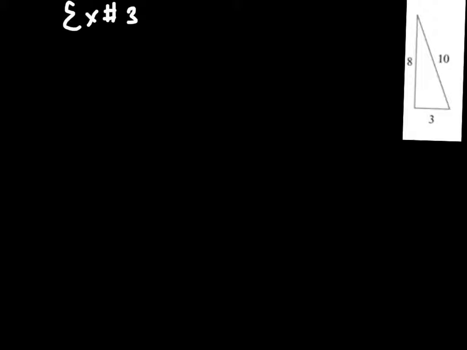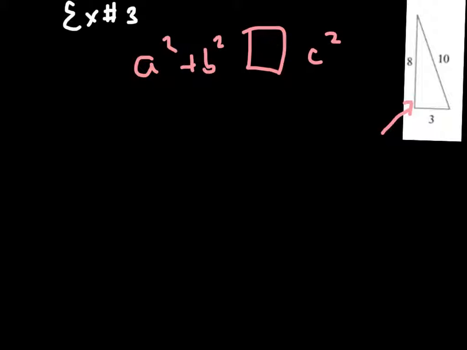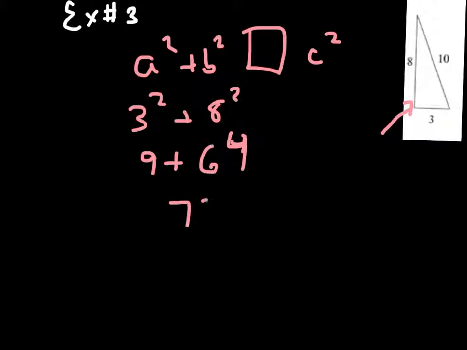Now, the inequality. I've drawn one here with a right angle just to show you what's happening, but it doesn't really have a right angle right there. I could draw the picture, or the picture might be given to me. But the triangle inequality is a squared plus b squared something c squared, and you have to determine whether it is less than or greater than. So in this case, I put in my a and b. 3 squared is 9, plus 8 squared is 64, and then 64 plus 9 is 73.